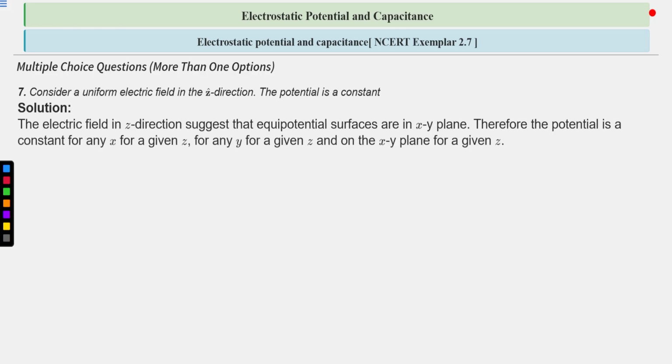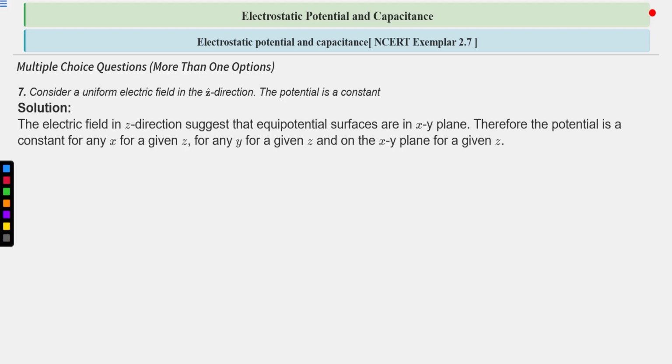Now the electric field is in the z direction, which suggests that equipotential surfaces are in the xy plane. Equipotential surface will be perpendicular to the electric field. So if electric field is in the direction z, then equipotential surface will be in the xy plane. If electric field is in this direction z, then equipotential surface will be in which plane? XY plane, like this.